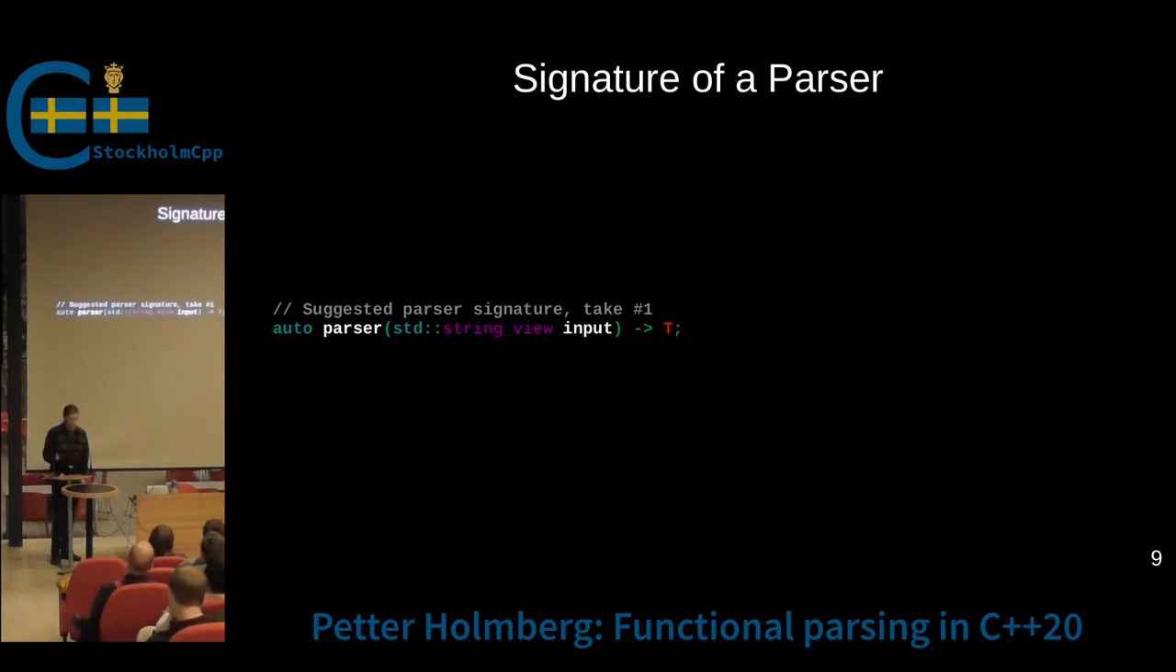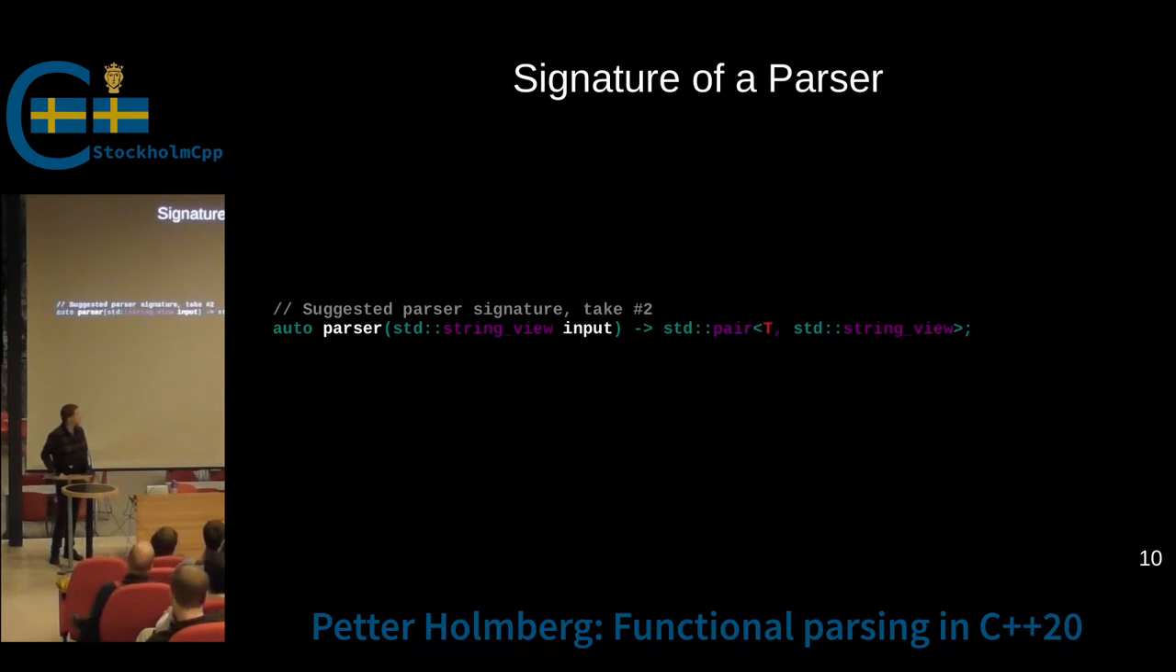First of all, except on the top level, the parsers don't parse all of the input. So we have to describe somehow how much of the input we have parsed and what is left over for the next parser. A very simple solution is that instead of returning a thing, we can return a std::pair of the parsed thing and the string_view, whatever's left over.